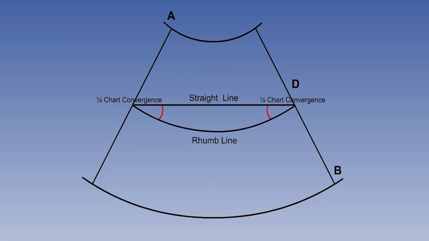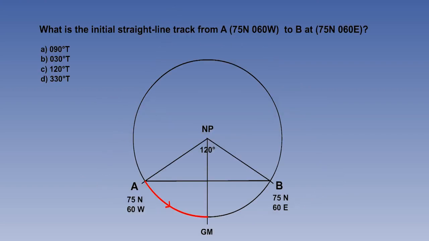There is another way altogether that you could have solved this problem. It comes from the idea which we explored when considering the Lambert's chart. The difference between a straight line and a rhumb line is always half chart convergence. Considering the route from A to B, the rhumb line will be the parallel of latitude. So what will the initial track angle be?